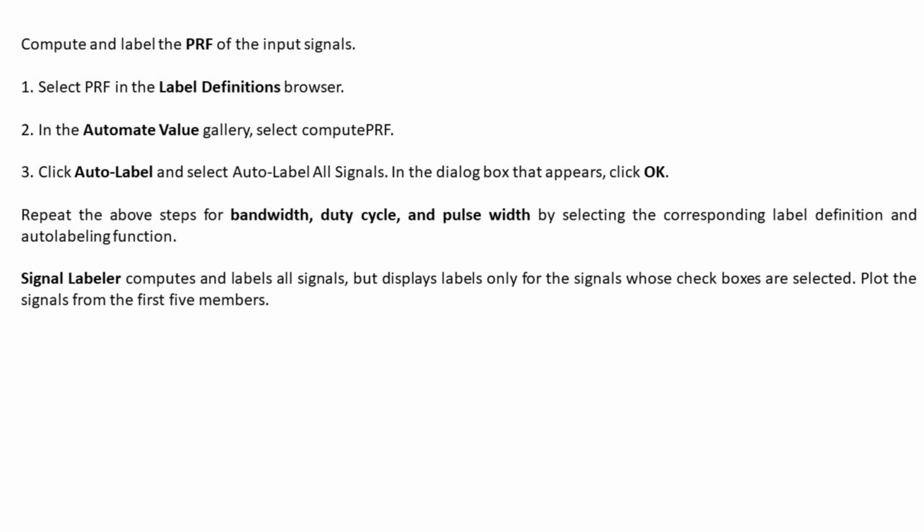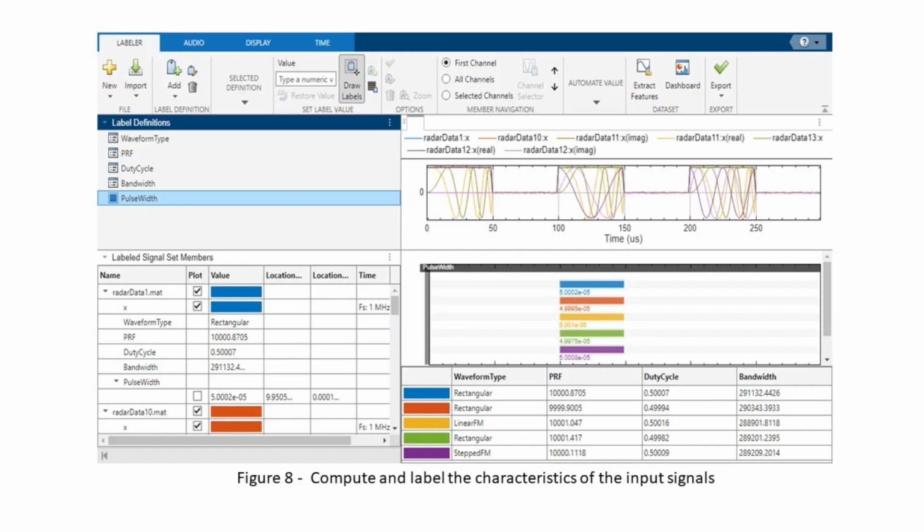Signal Labeler computes and labels all signals, but displays labels only for the signals whose checkboxes are selected. Plot the signals from the first 5 members. In this slide, you can see the Signal Labeler window, which is a powerful tool for analyzing radar signals. On the left side, we have the Label Definitions panel, where we've defined labels for various signal characteristics, such as waveform type, PRF, pulse repetition frequency, duty cycle, bandwidth, and pulse width. These labels help us categorize and analyze the different aspects of the radar signals.